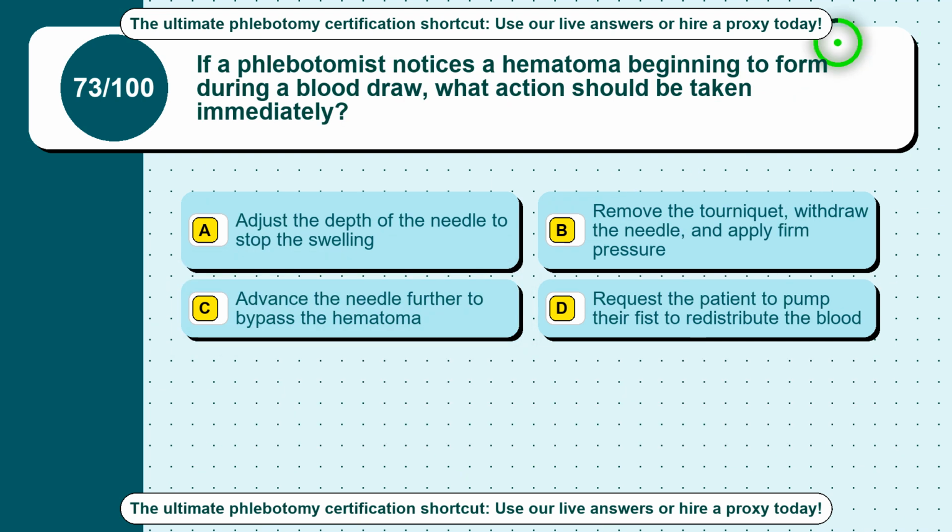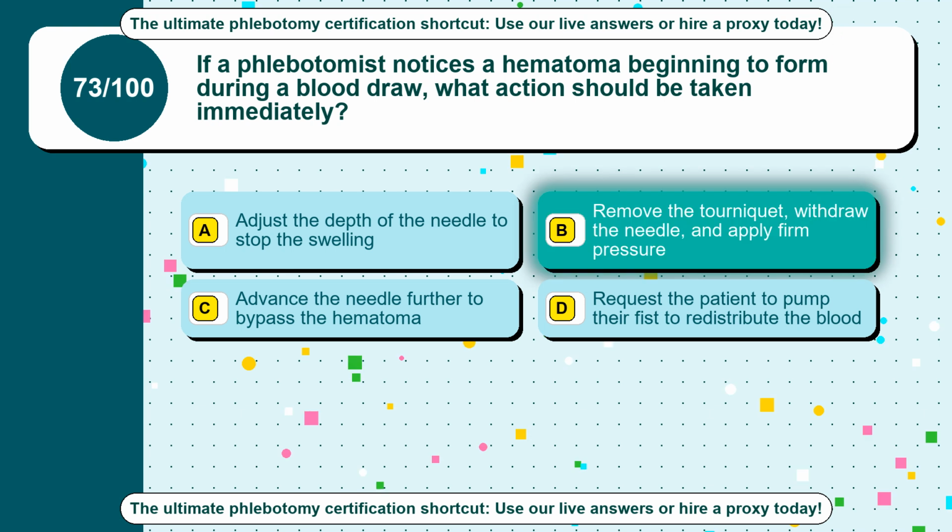Question 73. If a phlebotomist notices a hematoma beginning to form during a blood draw, what action should be taken immediately? Option A. Adjust the depth of the needle to stop the swelling. Option B. Remove the tourniquet, withdraw the needle, and apply firm pressure. Option C. Advance the needle further to bypass the hematoma. Option D. Request the patient to pump their fist to redistribute the blood.